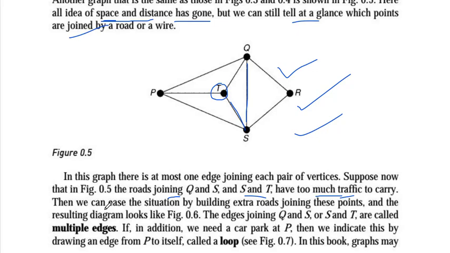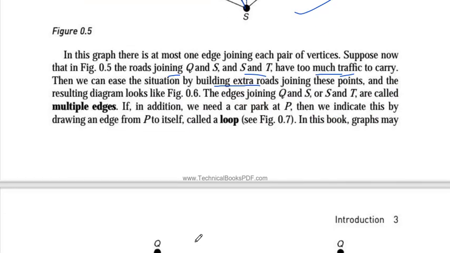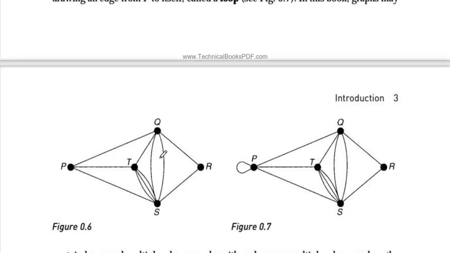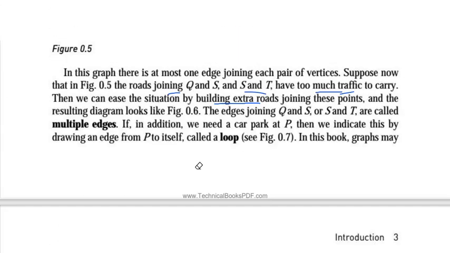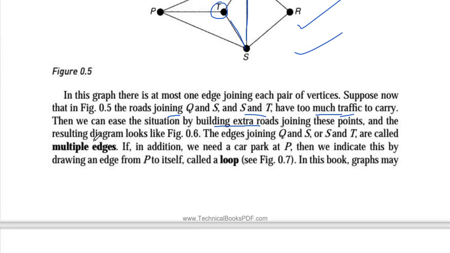So we can ease the situation by building an extra road joining these points. The resultant diagram looks like this. We have made 2 or 3 roads for the same pair of points. This is called a multiple edge. Here there is only one edge, but here we have 3 edges, and between the Q and S points we have 2 edges. So the edges joining Q and S, or S and T, are called multiple edges.